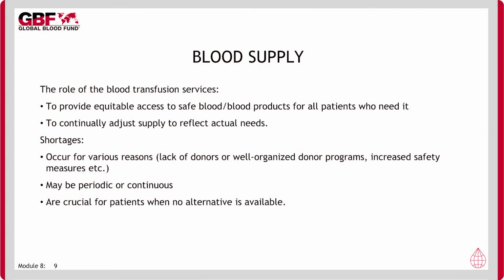Ensuring an adequate blood supply is the primary responsibility of a blood service, especially the blood donor recruitment function. The supply needs to be continually adjusted to actual needs. Many developing countries have regular blood shortages. The reasons for this are many. For example, the absence of a well-organized blood donor program may result in insufficient donors coming forward. This may be chronic or seasonal. Conversely, more stringent safety measures may reduce the population eligible to donate and result in more deferrals.